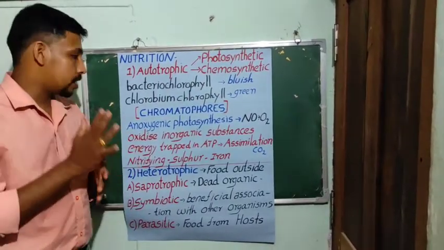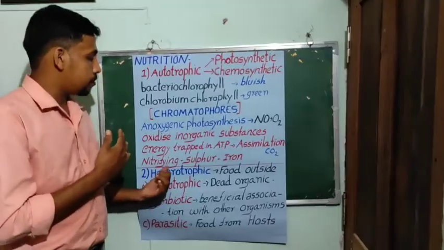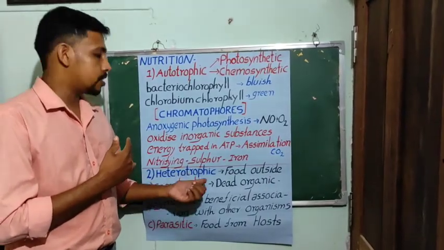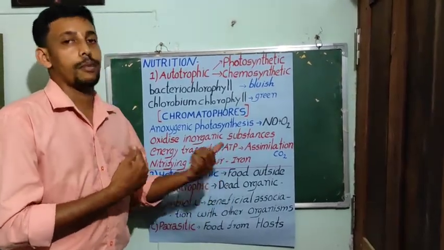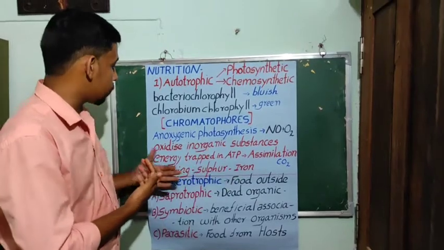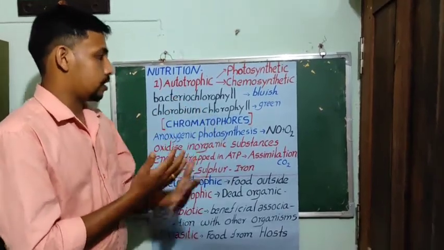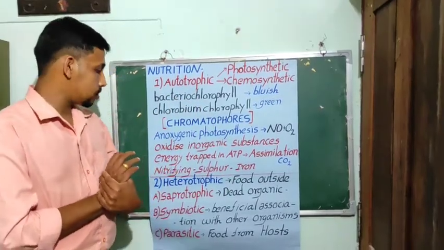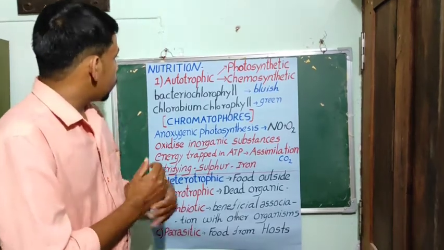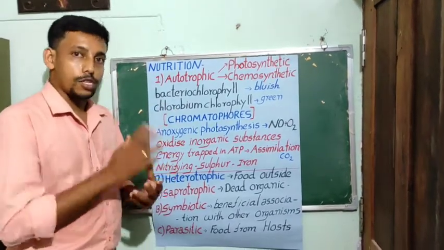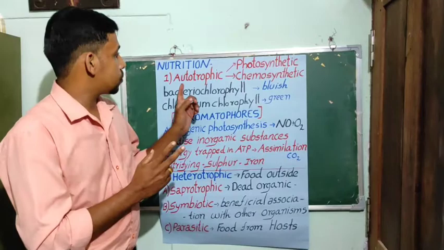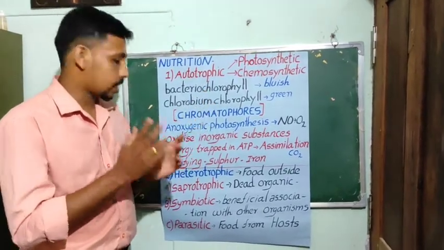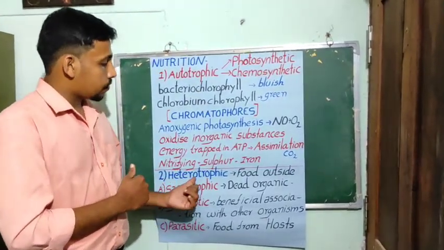The chemosynthetic bacteria may be nitrifying bacteria or sulfur bacteria or what? Iron bacteria. So these are examples for what? The chemosynthetic bacteria. So based on the nutrition, there are two types of bacteria. The first one was what? Autotrophic. The second one is heterotrophic bacteria.